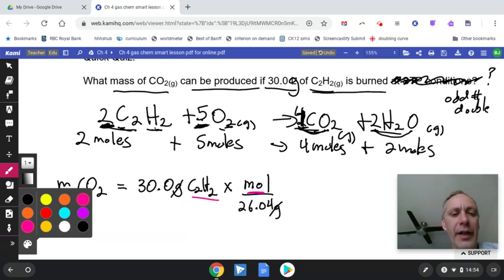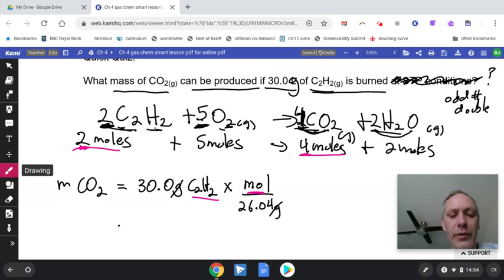Now, I know that if I have 2 moles of C2H2, I can get 4 moles of CO2. It's a 2 to 4 ratio. So we're going to use that ratio to figure out the exact moles of CO2. So you always put the chemical you're looking for on top, and we use our coefficients from the balanced equation.